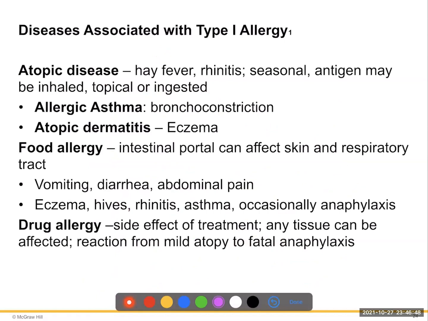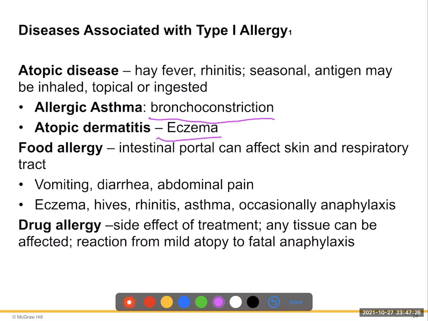Diseases attributed to type 1 allergies, okay? Atopic diseases, okay? Hay fever, rhinitis, seasonal allergies. Antigen may be inhaled to the lungs, topical, applied to skin, or ingested. We talk about all the different types of ways of getting into the body. Allergic asthma, you get bronchial constriction. You get the bronchioles of your lungs constricting down, making it more difficult to breathe. That's why they carry inhalers with them. Atopic dermatitis, eczema. Eczema causes the dermatitis on the skin surface.